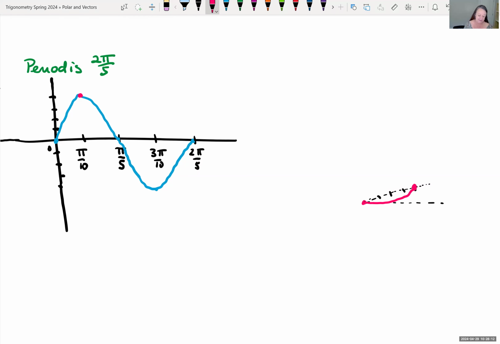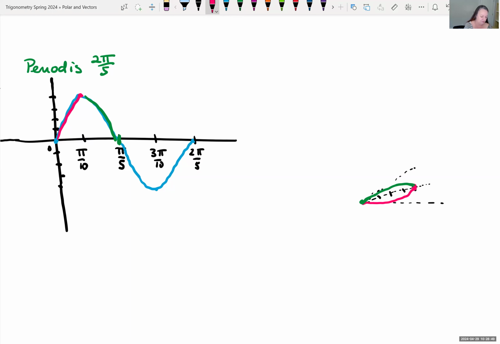Then at pi fifths, I'm going to be sweeping over to pi fifths, but I'm decreasing down to 0. So I get one of my petals from there. I'm definitely going to need more. This is only getting me one of my petals, so I'm going to need more of my graph.